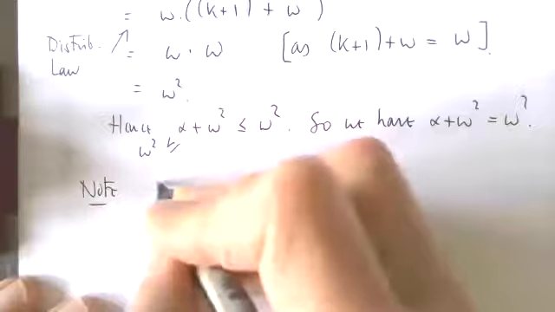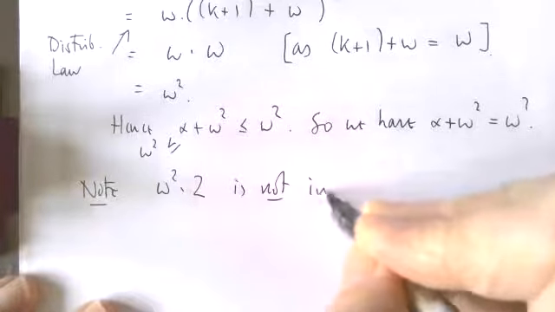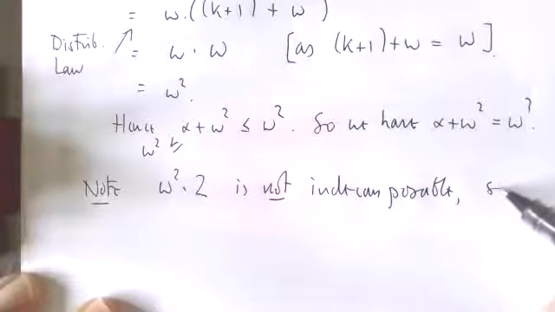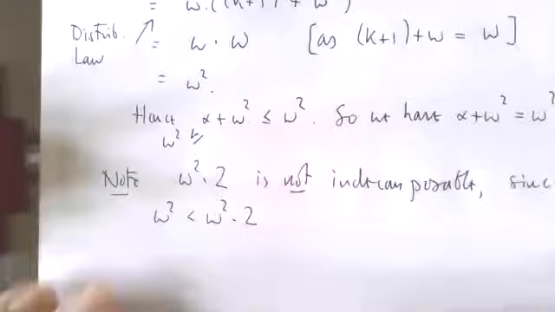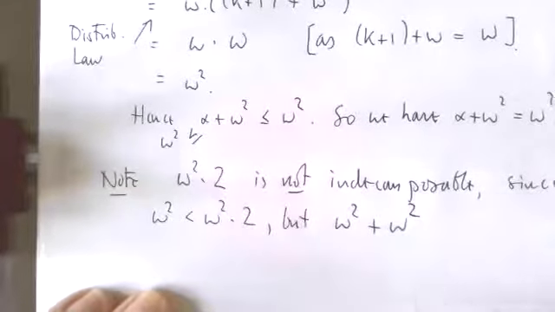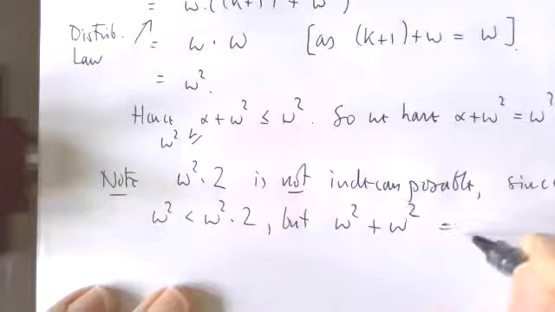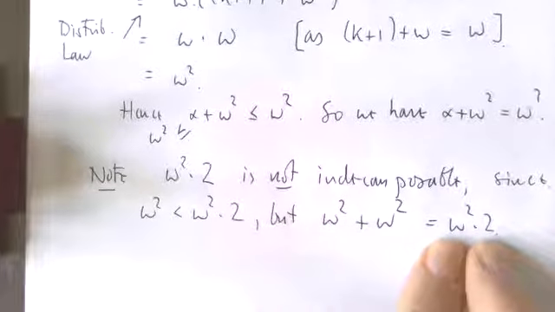So if you then think a little bit more about this, omega squared times 2, again, this is not indecomposable. Since omega squared is less than omega squared times 2, so this is my alpha, if you like. Omega squared plus, here's something else less than omega squared times 2, right? This equals omega squared times 2. So I've got two smaller things than omega squared times 2 that add up to it.